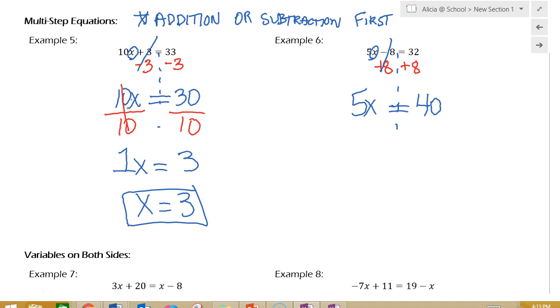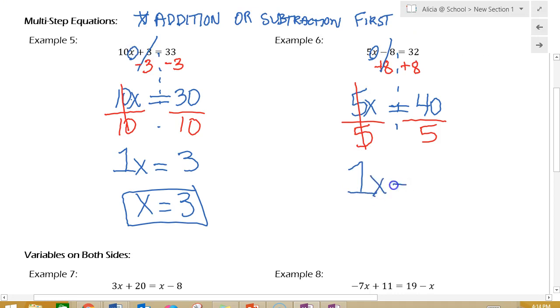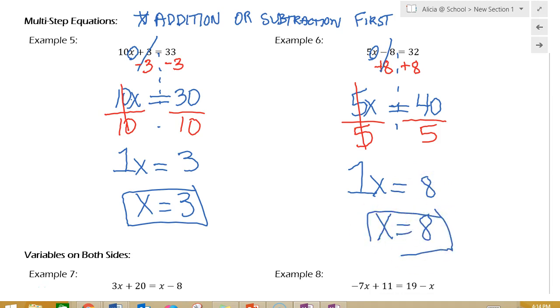Have to do the opposite operation here. So 5 times x, the opposite operation is to divide. So I need to divide by whatever is attached to that x, which is 5. Whatever I do to one side, I have to do to the other. 5 divided by 5 is 1. X on the left, 40 divided by 5 is 8. I typically don't see that coefficient there, so my final answer is x equals 8.